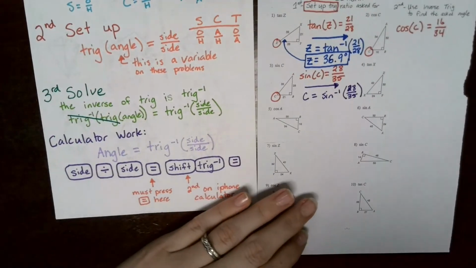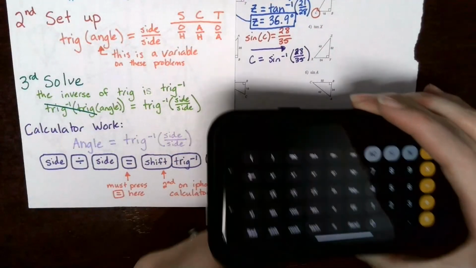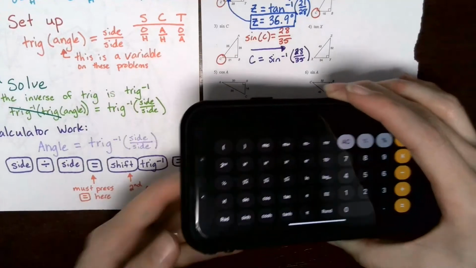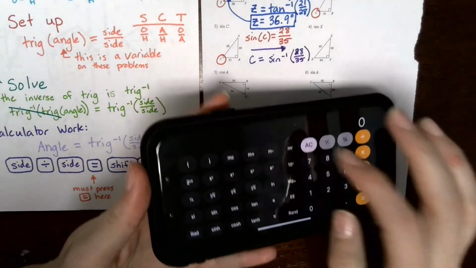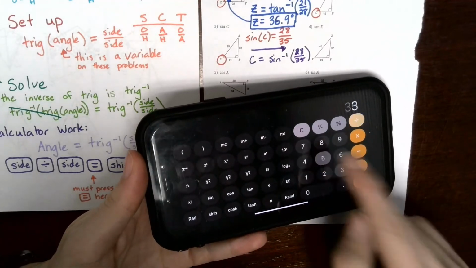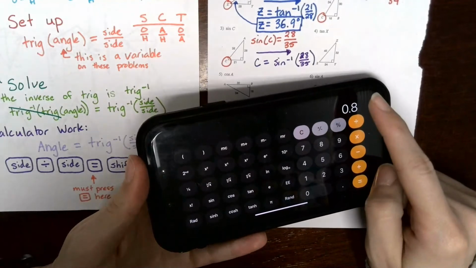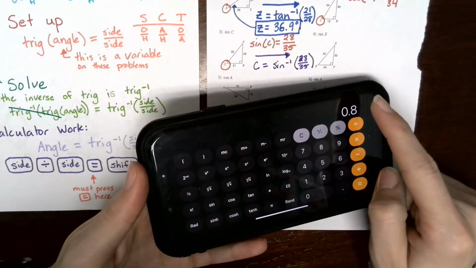Now in the phone calculator, it's only slightly different. Okay, let me show you the right angle. That way you can actually see it. So we'd still do side divided by side, 28 divided by 35. We have to press equals here. Equals gives me a decimal. That's a good sign. And then we do inverse sine.